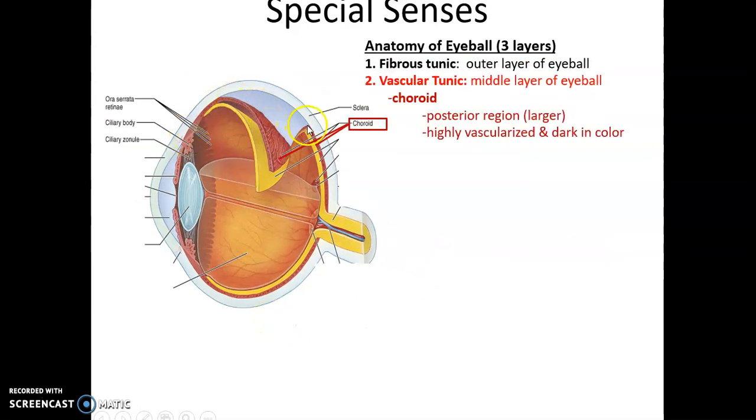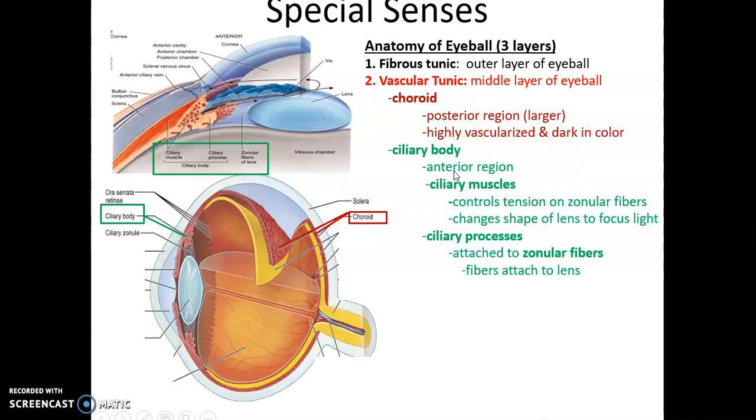The second layer of the eye is the vascular tunic, and as such, the vascular tunic has lots and lots of blood vessels. The bulk of the vascular tunic is composed of the choroid. The choroid is highly vascularized, lots of blood vessels, and also dark in color. Toward the anterior side of the vascular tunic is a structure called the ciliary body. It is a ring of smooth muscle tissue that goes around the border of the eye. And these ciliary muscles in the ciliary body are able to control the tension on these zonular fibers.